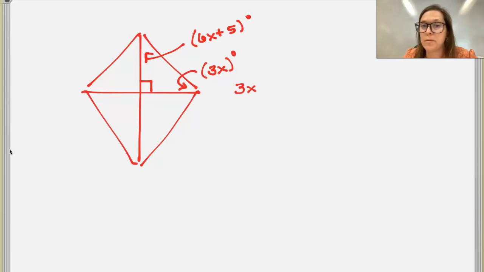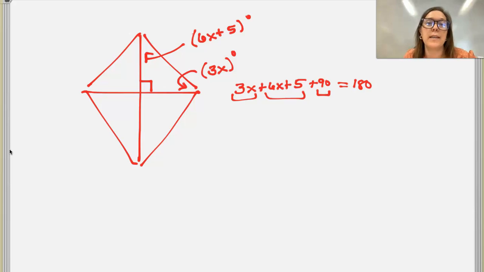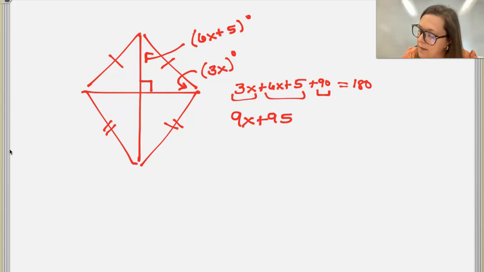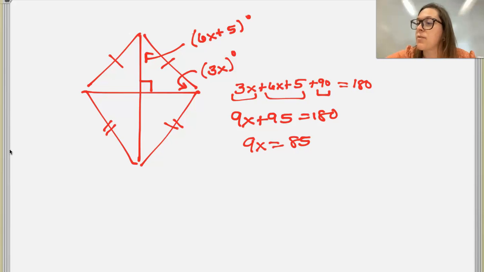Well, all three of those angles should add up to 180 degrees because you have a right angle in there, plus 90. So I have an angle that's 3x, an angle that's 6x plus 5, and an angle that's 90. That needs to add up and equal 180. Right, and you should be able to solve that out. So if this was my kite, these would be my congruent parts, right? That would get me 9x plus 95 is equal to 180. 180 minus 95 is 85. Ooh, I didn't do a very good job here, so I'm getting a crazy number. Divided by 9 is 9.44 with some change.